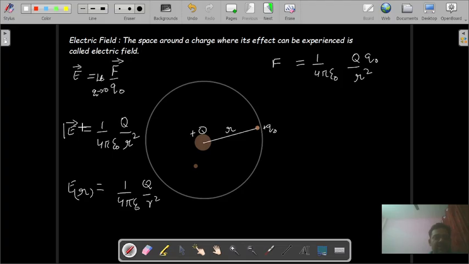So this is the magnitude, and in vectorial form the same can be written over here with unit vector r cap. This represents the electric field at a point due to a single charge. In the same way, we can find out the electric field due to a number of charges.